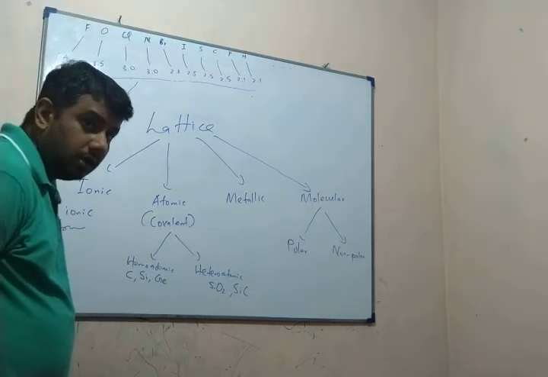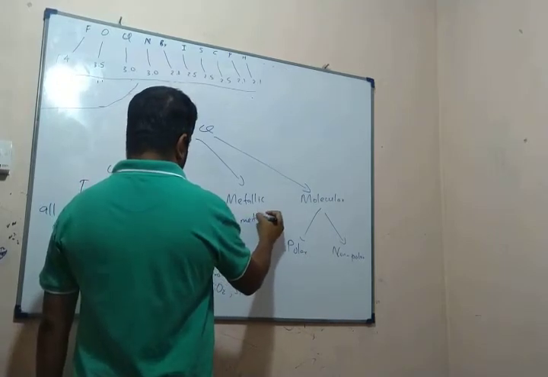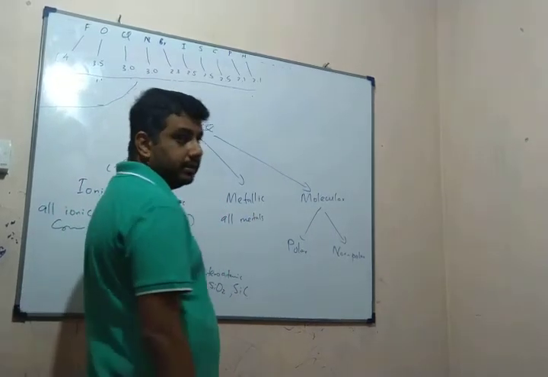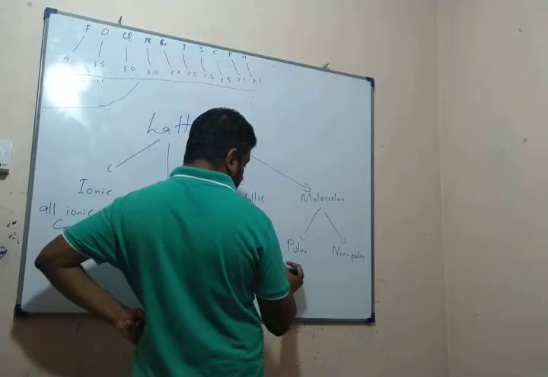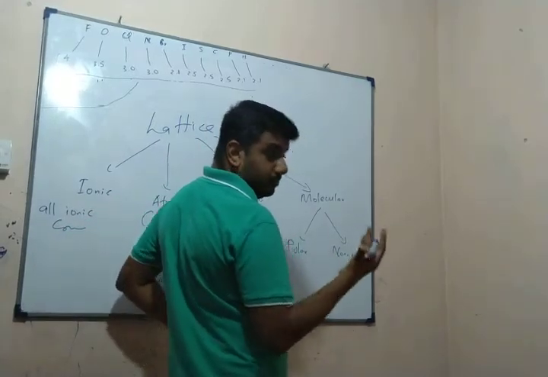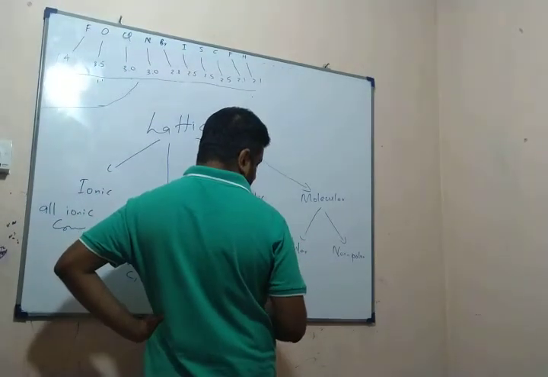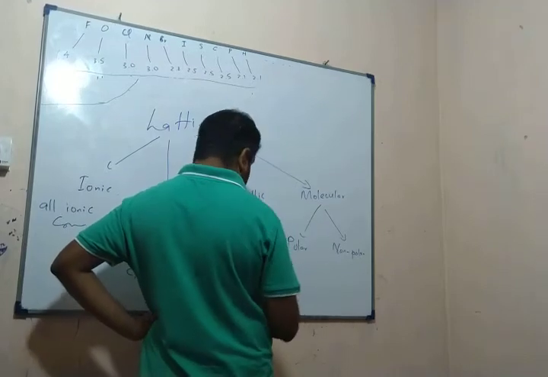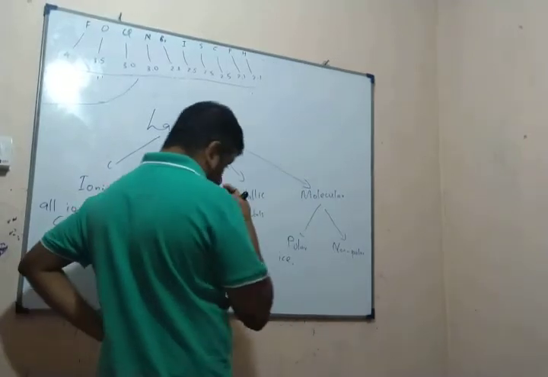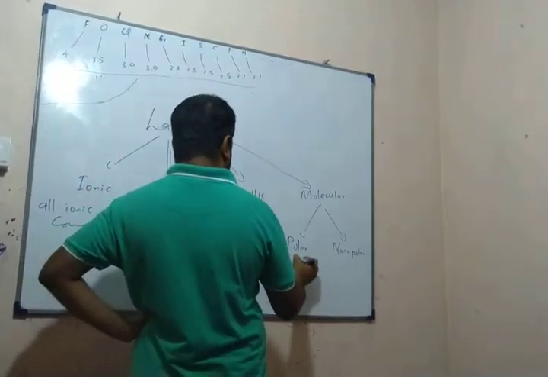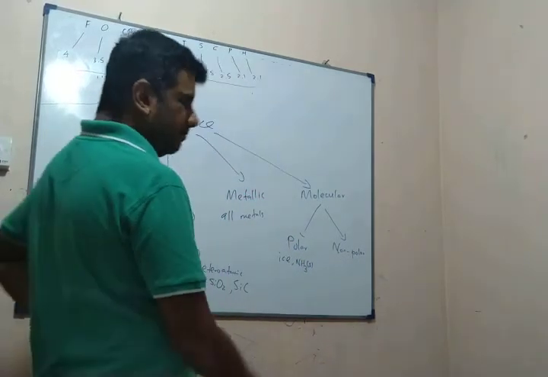And metallic lattice, what's the example? All metals. Molecular lattice: polar molecular lattice and non-polar molecular lattice. Polar molecular lattice example: ice, a polar compound. What else? Ammonia solid, and many more.